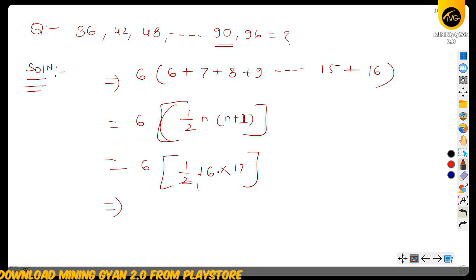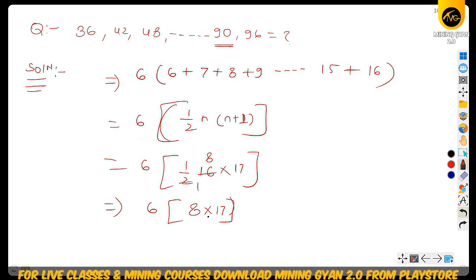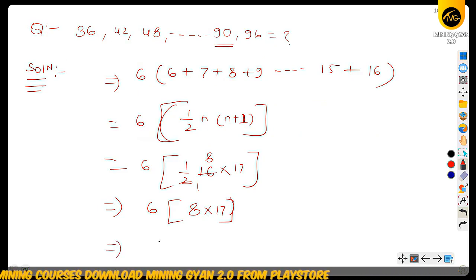So half of 16 is 8. Now 6 into 8 into 17. Yes, there is no plus or minus sign, but basically this is a series of numbers, that means it is a plus series of natural numbers. Sometimes you have to crack the basic series of natural numbers or any type of series of numbers to solve the problem. Now, what is the value, or sum, of the series?